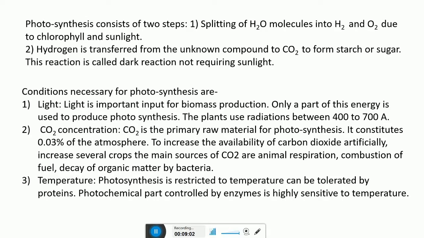And the last condition is temperature. Photosynthesis is restricted to the temperature range which can be tolerated by proteins, that is 0 degrees Celsius to 60 degrees Celsius. The photochemical part is not affected by temperature, but the biochemical part controlled by enzymes is highly sensitive to temperature. So this is about photosynthesis.